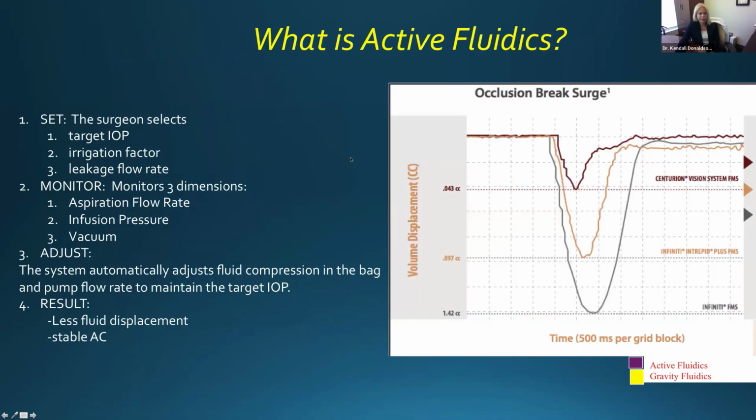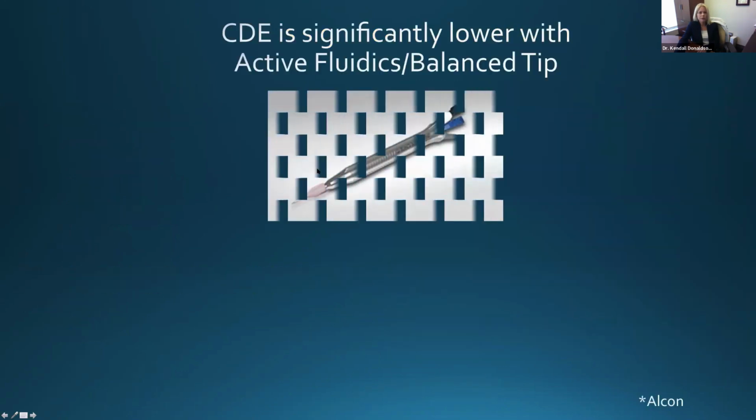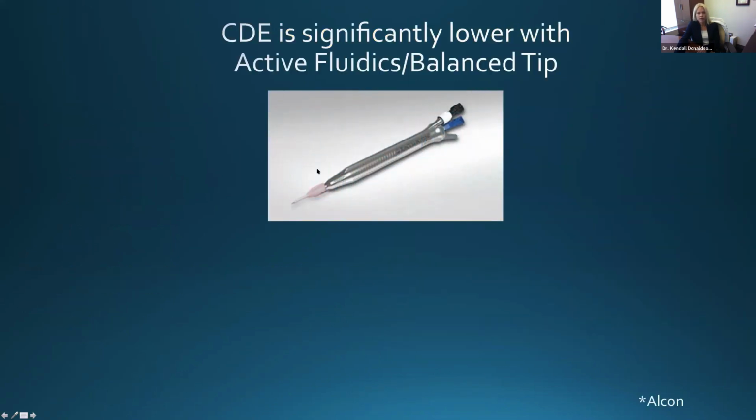So active fluidics, again, the surgeon selects the target pressure to be maintained throughout the procedure. You set your irrigation level, and you know your leakage flow rate as long as your incision is tight. So you set these three things, and it keeps your anterior chamber very, very stable throughout. They've also introduced a new tip called the balanced tip. It has both torsional as well as longitudinal phaco released.